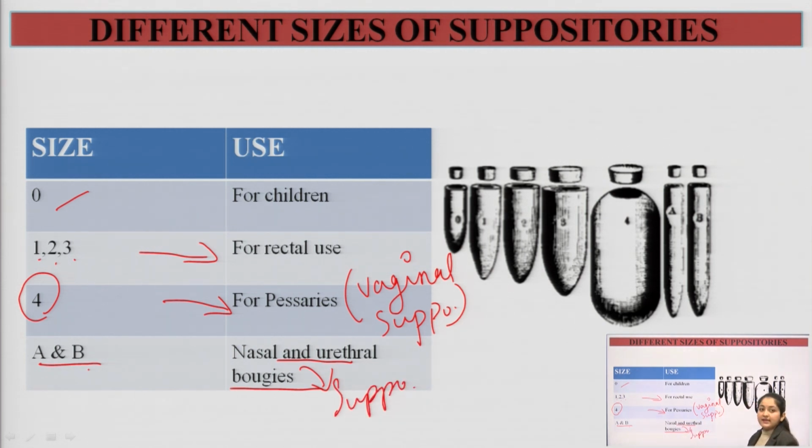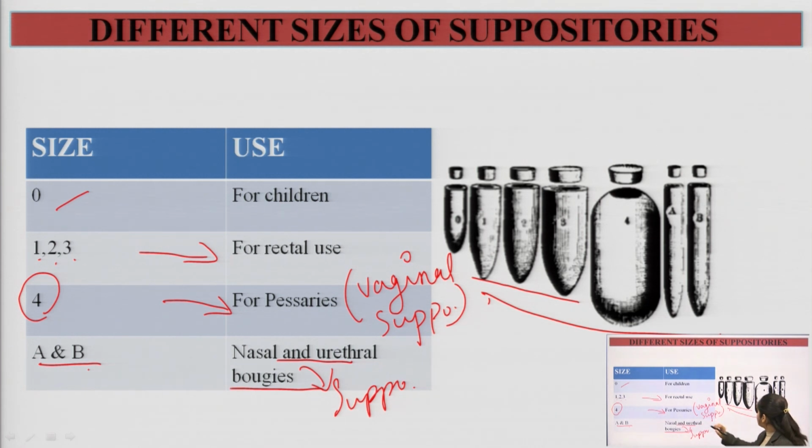In order to understand these sizes in a deeper way, here is a diagrammatic representation of the size of the suppositories. Here is the size 0, which is often useful for children, then size 1, 2 and 3, which are useful for rectal use, because whenever we want to insert any sort of substance into the rectum, the size required will be completely different from when it is inserted into any other body cavity. As you can see, 1, 2 and 3 have a needle shaped size, just to facilitate the administration, or easy administration, I can say.